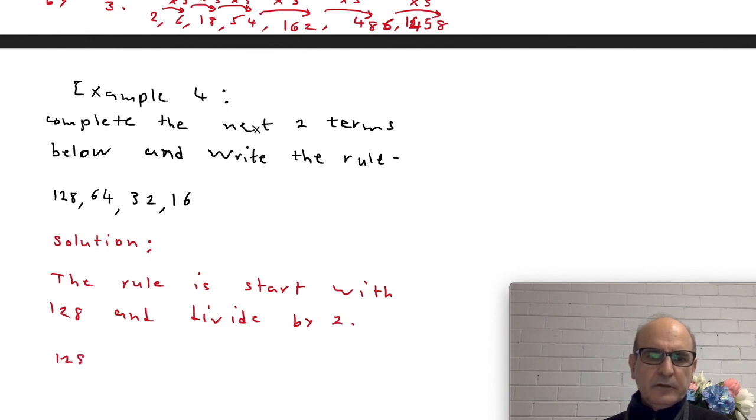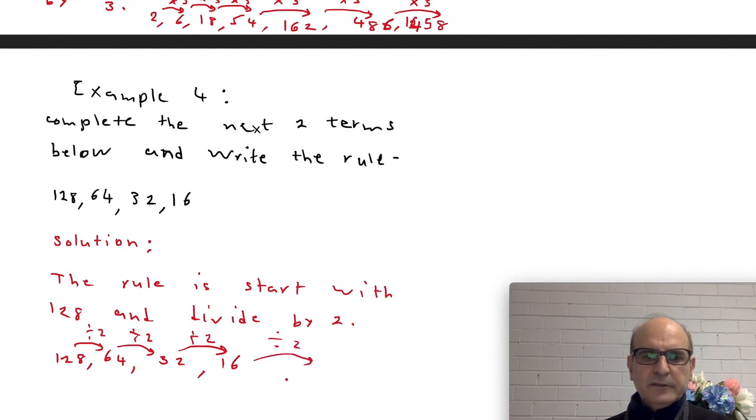So we got 128, 64, 32, and 16. So divide by 2. Now we need to again divide by 2. 16 divided by 2 gives us 8. And again divide by 2. 8 divided by 2 is 4.